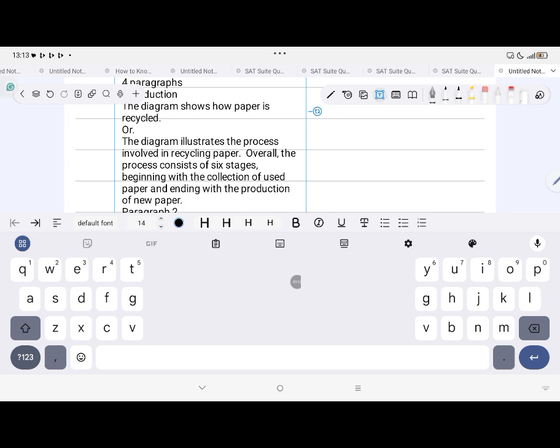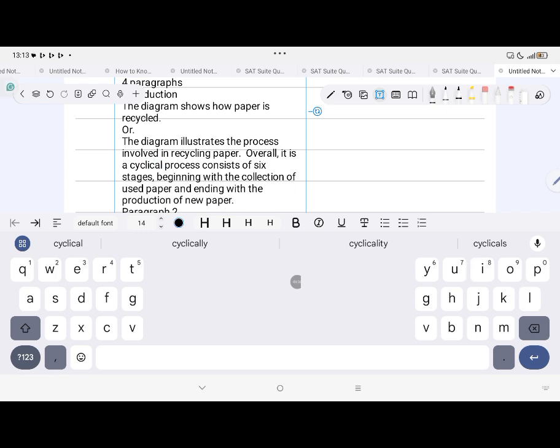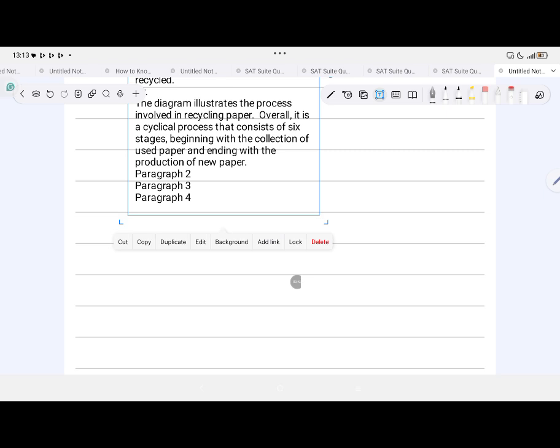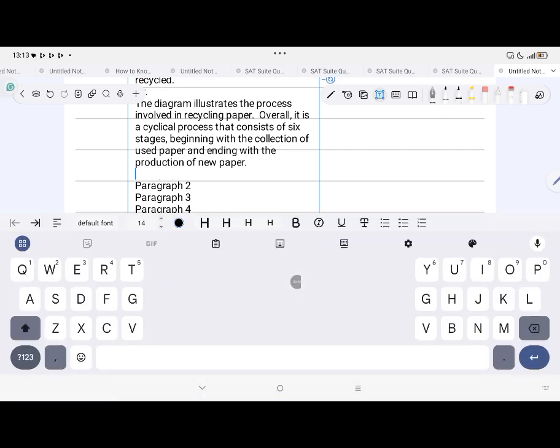Now, remember I said something about being cyclical or linear. If it was cyclical, you could say that overall, it is a cyclical process that consists of 6 stages. You understand? Like adding that additional detail makes your work read better. Right? Now, when you're done with that, you now want to proceed to talk about the first half of the process.